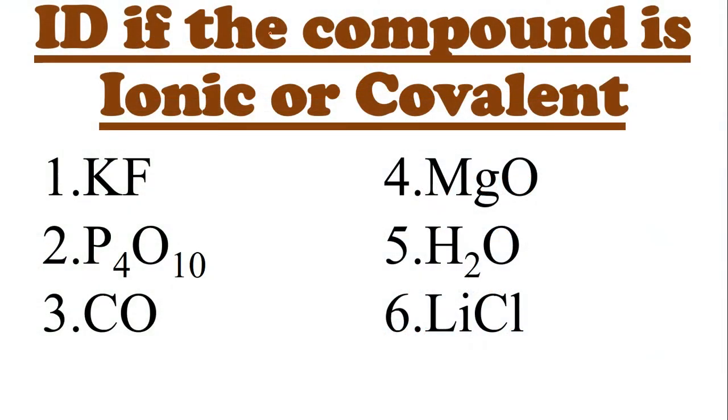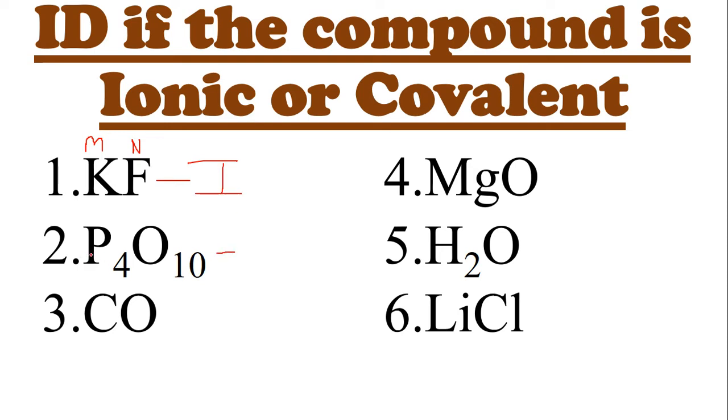So let's do a little practice here. Here we're going to identify the compound as either being ionic or covalent. So for this first one, we have to look at these elements. We have K and we have F. K is a metal, F is a non-metal. When you have a metal with a non-metal, it's an ionic bond.